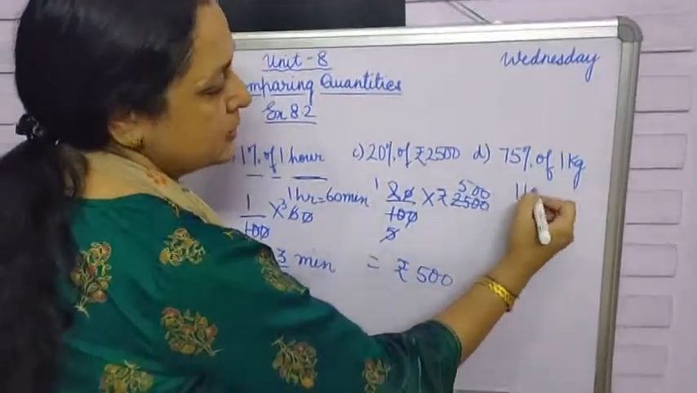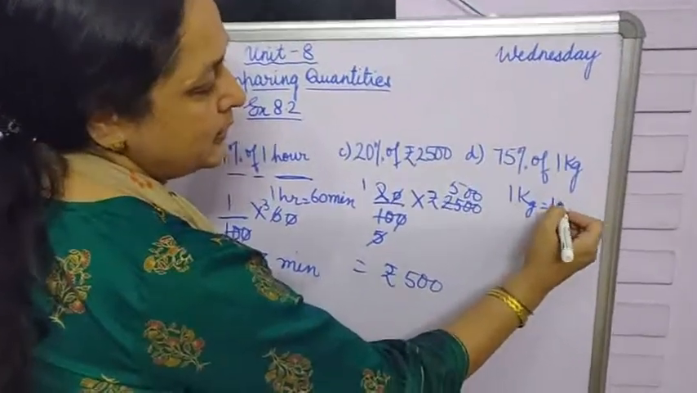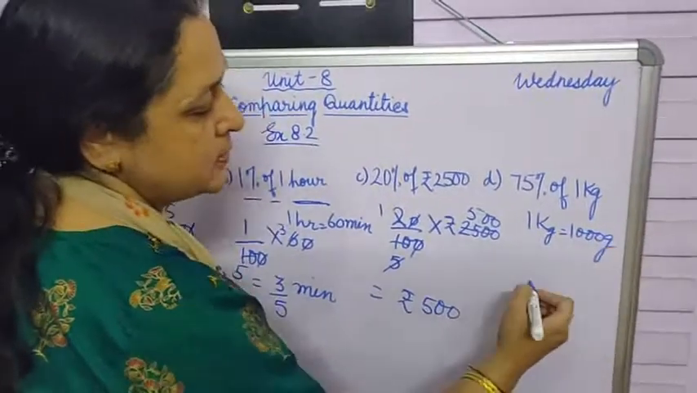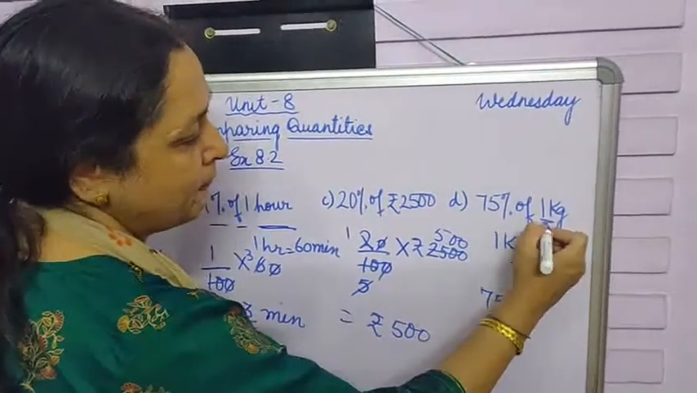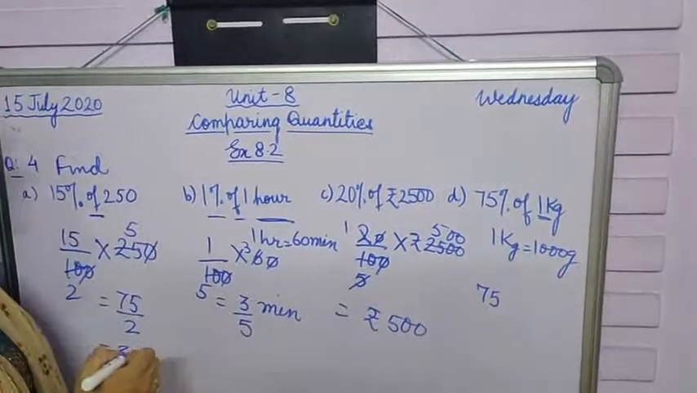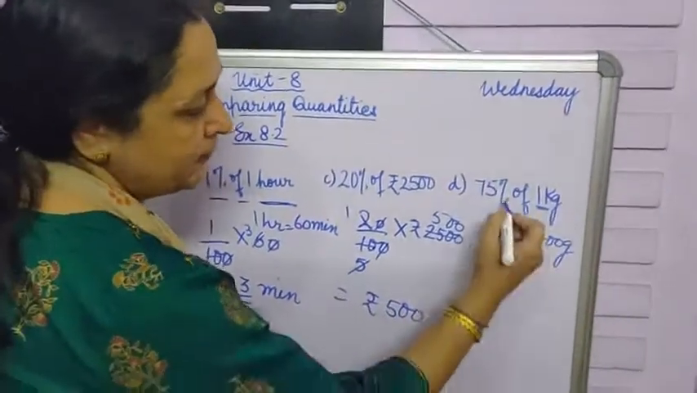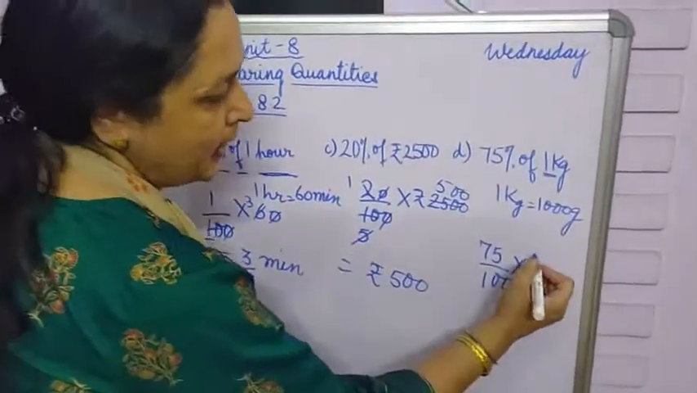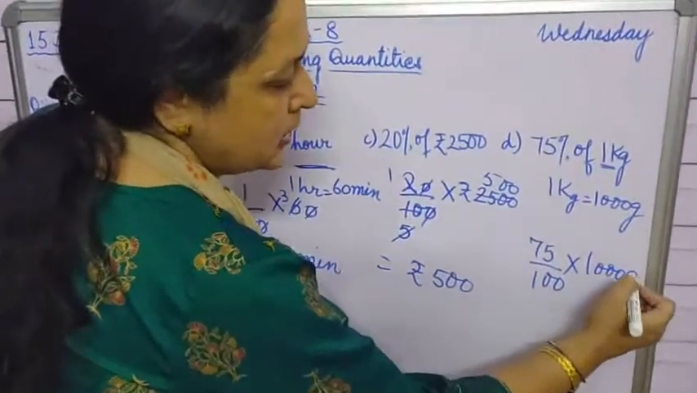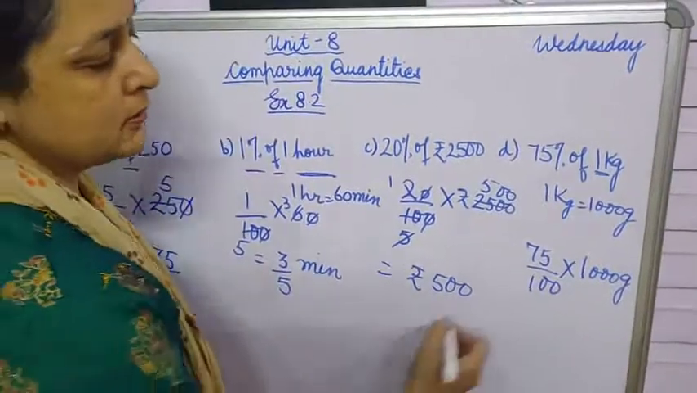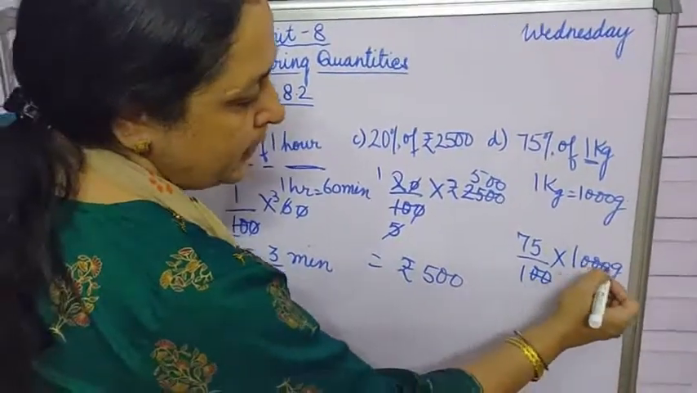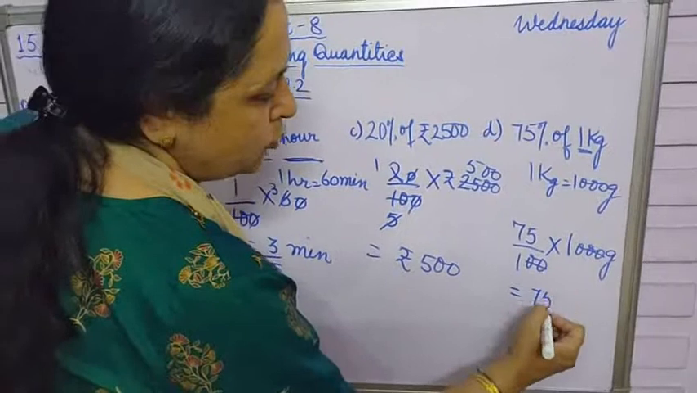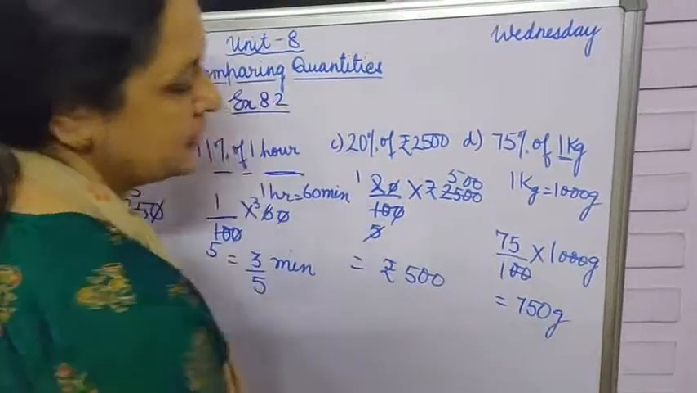75% of 1 kg. Let us convert this 1 kg into grams. So wherever we will have 1, there we can do the conversion. So 75% means upon 100, of means multiply, and instead of 1 kg, now I will write down 1000 grams. Now division by 100, so it comes out to be 750 grams.